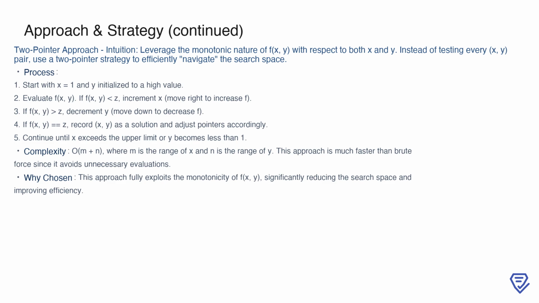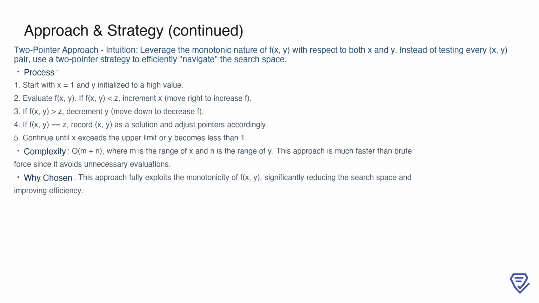The key intuition here is that instead of testing every possible combination of x and y, we can strategically navigate the search space using pointers. We start by setting x to 1 and y to a high value. By evaluating f(x, y), we observe how the function behaves.